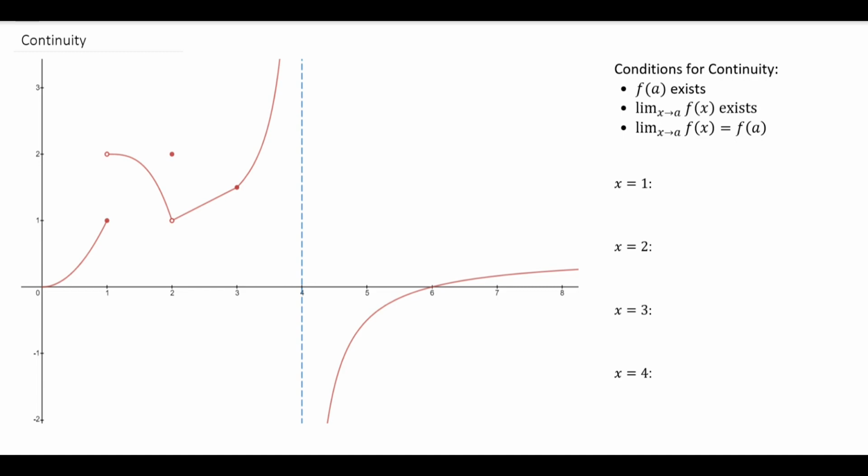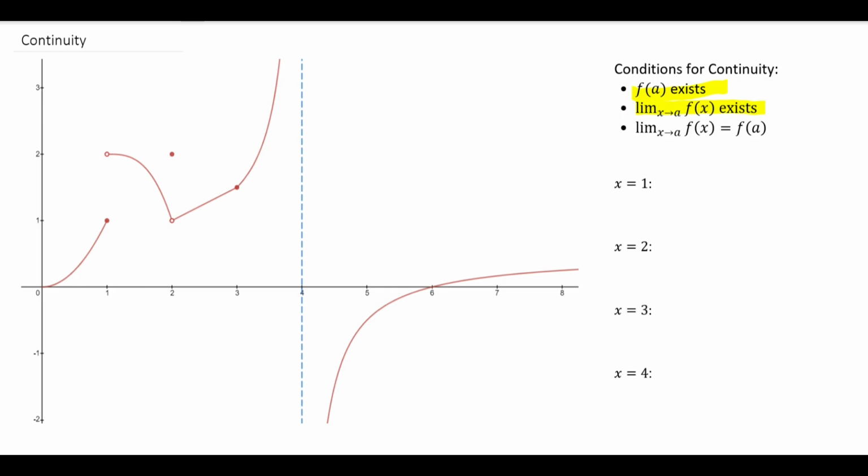Okay, so we're going to be talking about the continuity of this function at x equals 1, 2, 3, and 4. And remember, for continuity to happen at a number a, you need these three conditions. You need f of a to exist, you need the limit as x approaches a of f of x to exist, and in this particular condition, don't forget that in order for this one to work, you need the limit as x approaches a from the left to be equal to the limit as x approaches a from the right. And you need both of those left and right limits to be equal as well.